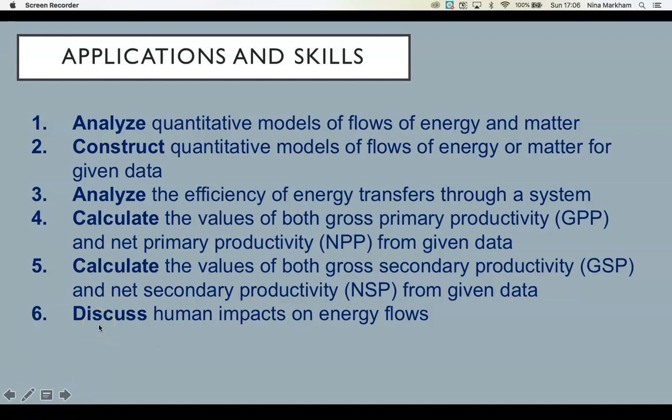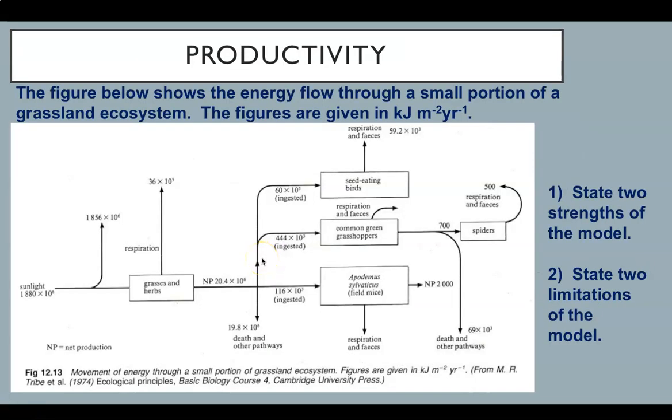So let's do a few calculations to get you started. We'll do a lot more practice in class. The figure below shows the energy flow through a small portion of a grassland ecosystem. The figures are given in kilojoules per meter squared per year. Always keep track of units. Stop the video and complete the following. State 2 strengths of the model. State 2 limitations of the model.